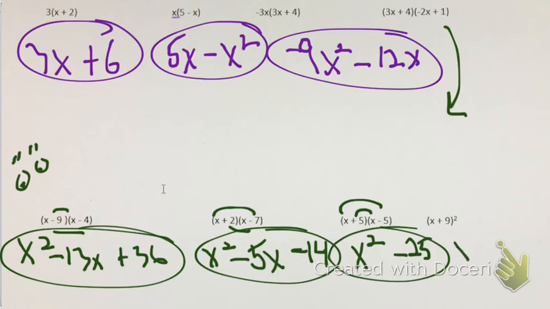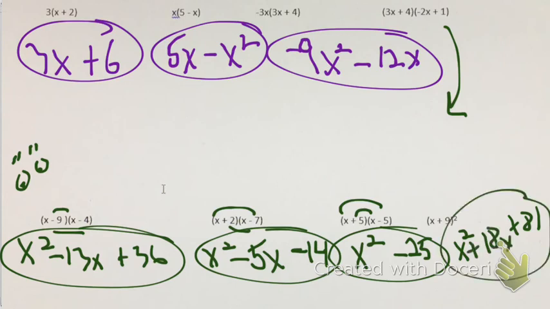And our last one up here, x squared plus 81. And in the middle, the pattern for today was times x times 9. So 9x and then double it. So plus 18x. And that is a perfect square trinomial.